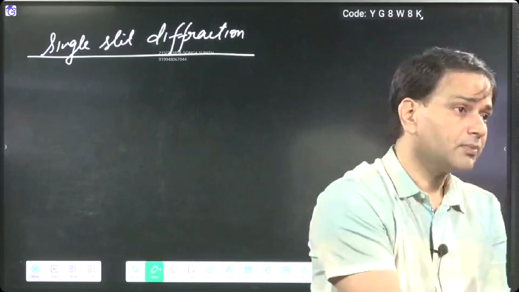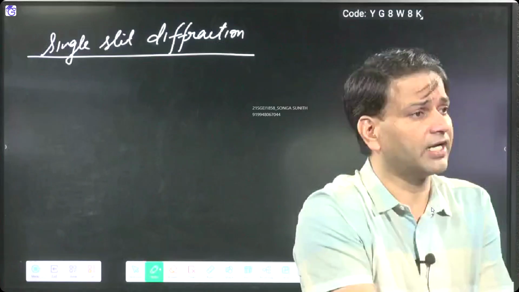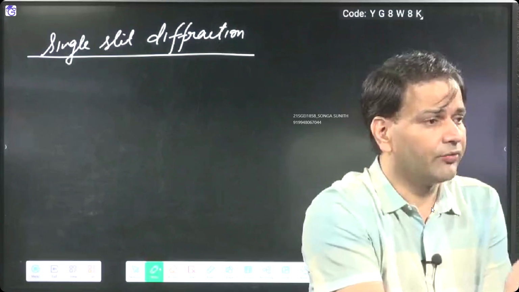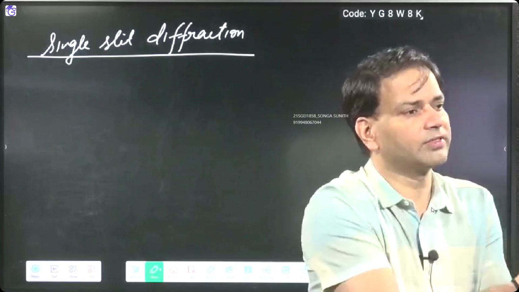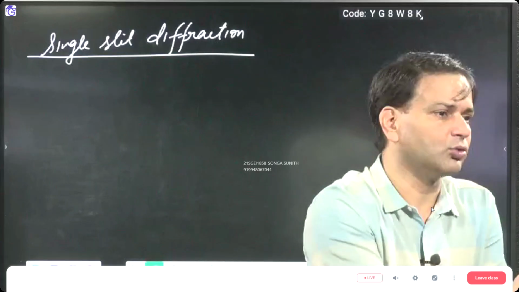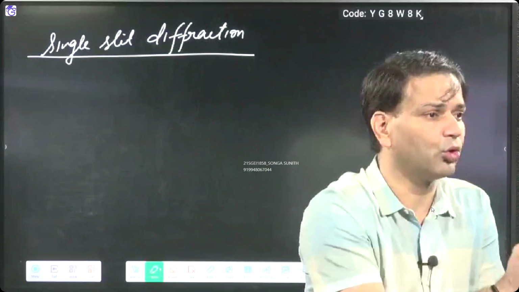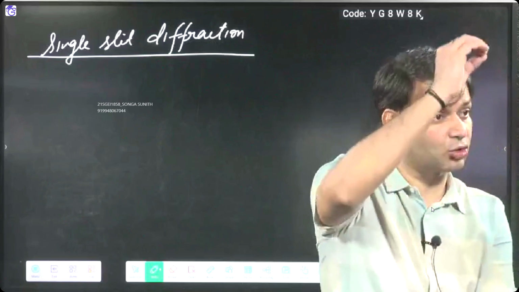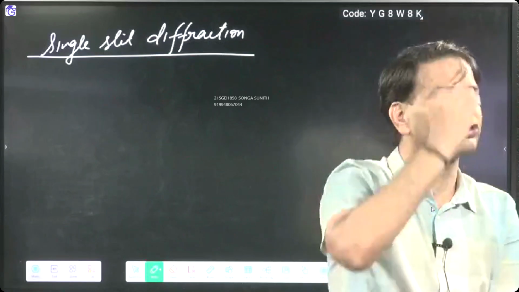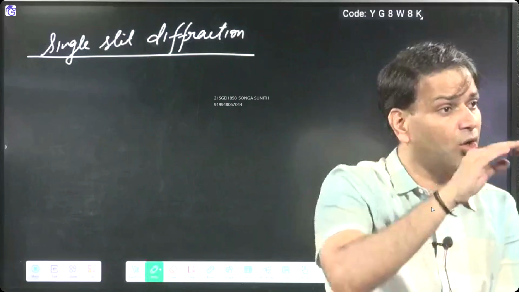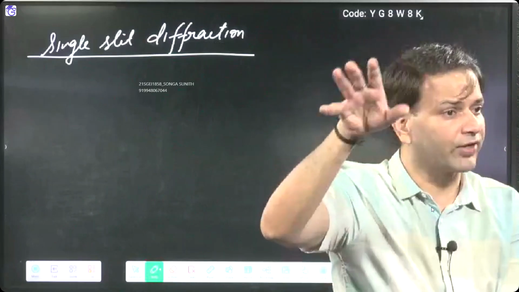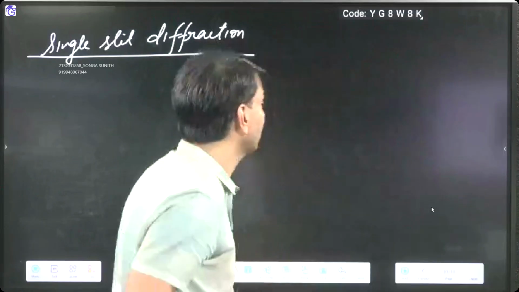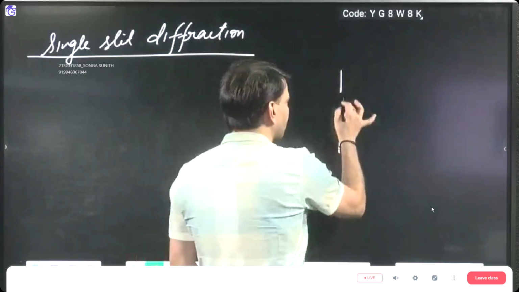Now, what is the difference between single slit diffraction and interference? In interference through the double slit, we take two coherent waves: one wave coming from S1, one from S2. So we are taking the superposition of two coherent waves. But in diffraction through a single slit, so many point sources are there, all behaving like a source. So basically, diffraction is the superposition of a large number of sources. Why? Because in the width of the slit, so many points are there.